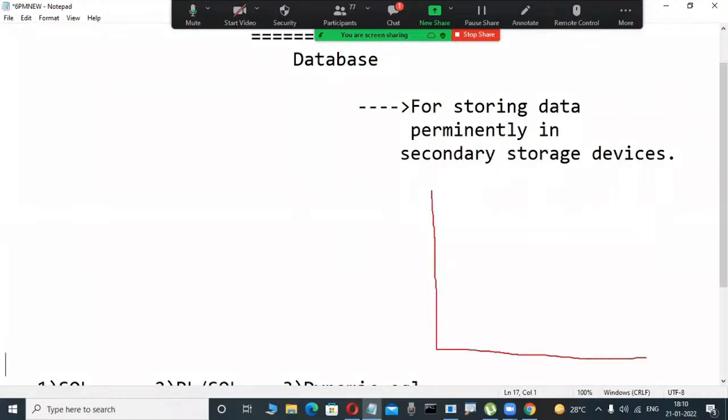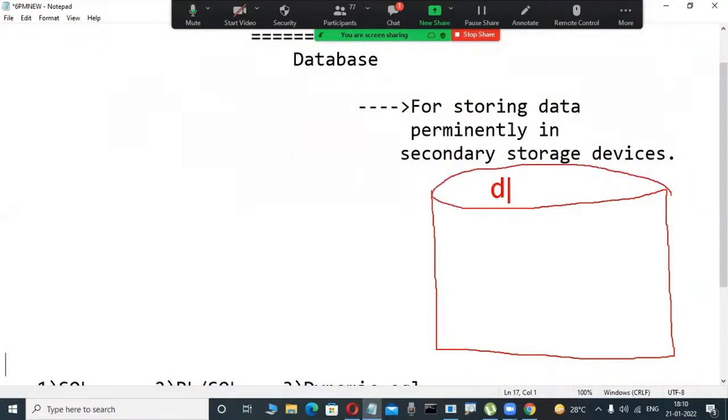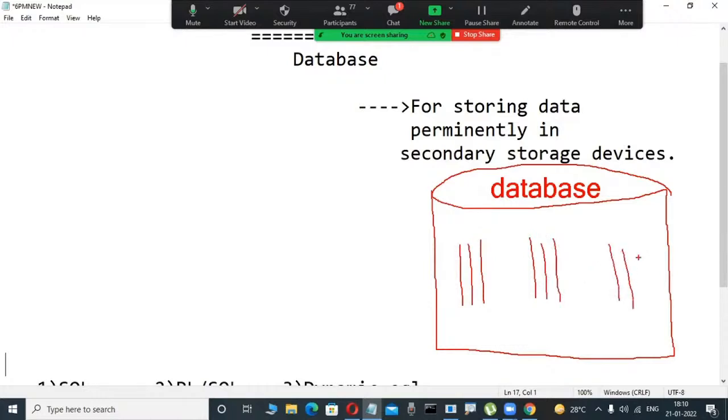These relational databases do not store a random collection of data. They only store a structured collection of data. As I told you yesterday, suppose this is an Oracle database. Database means some place. Observe here: we store a structured collection of data only in this place, in an organized fashion.